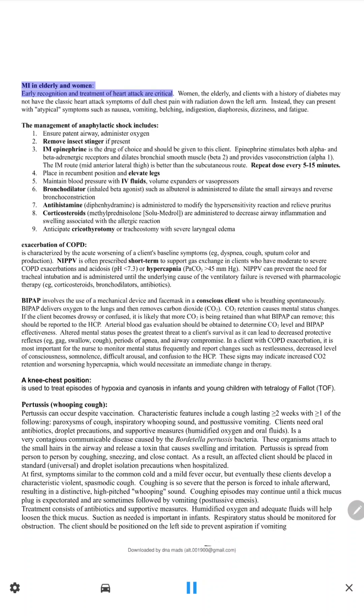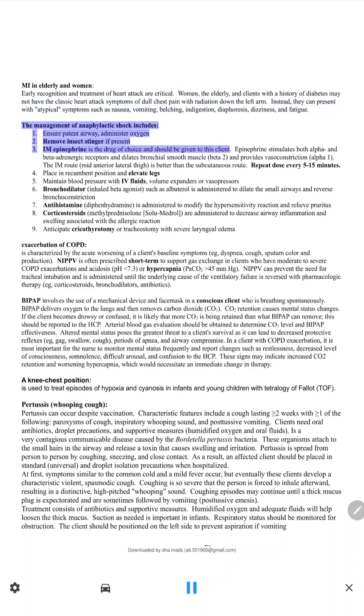MI in elderly and women. Early recognition and treatment of heart attack are critical. Women, the elderly, and clients with a history of diabetes may not have the classic heart attack symptoms of dull chest pain with radiation down the left arm. Instead, they can present with atypical symptoms such as nausea, vomiting, belching, indigestion, diaphoresis, dizziness, and fatigue.